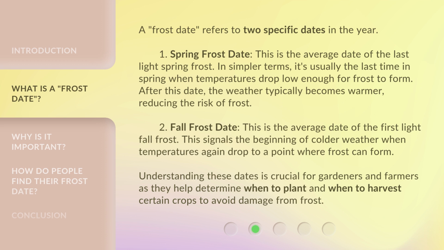2. Fall frost date. This is the average date of the first light fall frost. This signals the beginning of colder weather when temperatures again drop to a point where frost can form. Understanding these dates is crucial for gardeners and farmers as they help determine when to plant and when to harvest certain crops to avoid damage from frost.